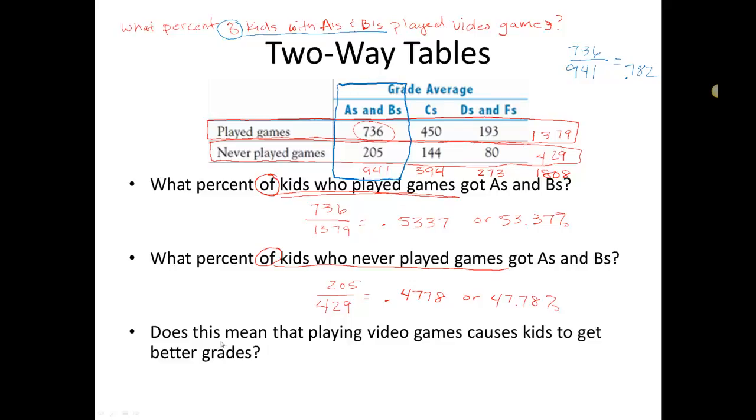Last question on this slide, does this mean that playing video games causes kids to get better grades? And hopefully you recognize that a red flag in this sentence here is the word causes. The only way to be able to say that something causes something else is if we did a designed experiment in order to find that out. So in this case, there was no experiment. They just found a bunch of kids. They said, hey, have you played video games? Also, what kind of grades did you get? So it was an observational study. Because it's an observational study, we can't show cause and effect.